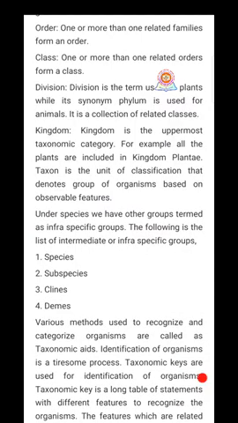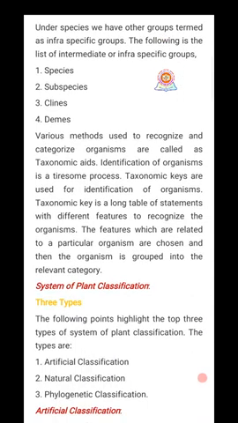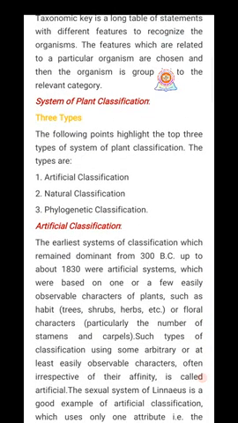In the previous lecture, we saw the taxonomic hierarchy, and in this lecture we are going to discuss the systems of plant classification. There are three types of systems of plant classification: artificial classification, natural classification, and phylogenetic classification. Here we discuss them one by one.